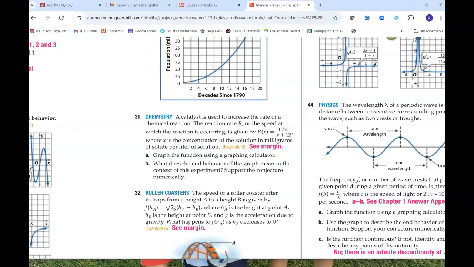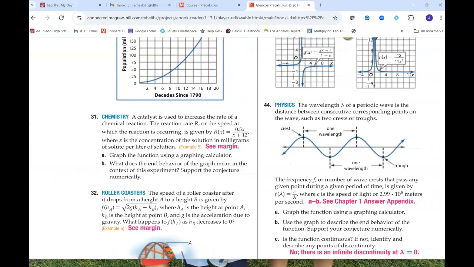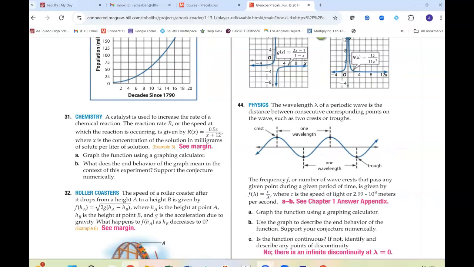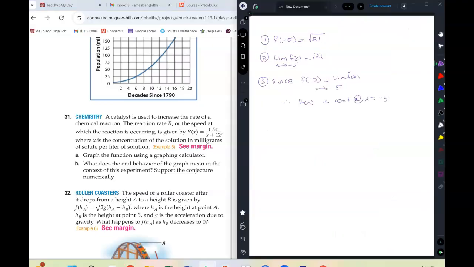Okay, graph. What does the end behavior? Were we supposed to write anything for A, or does it just say graph? But when it says graph, now show the graph on your homework, right? So for 31, you would have to show the graph on the homework, but as it applies to this physical problem. So this is a catalyst used to increase the rate of a chemical reaction.